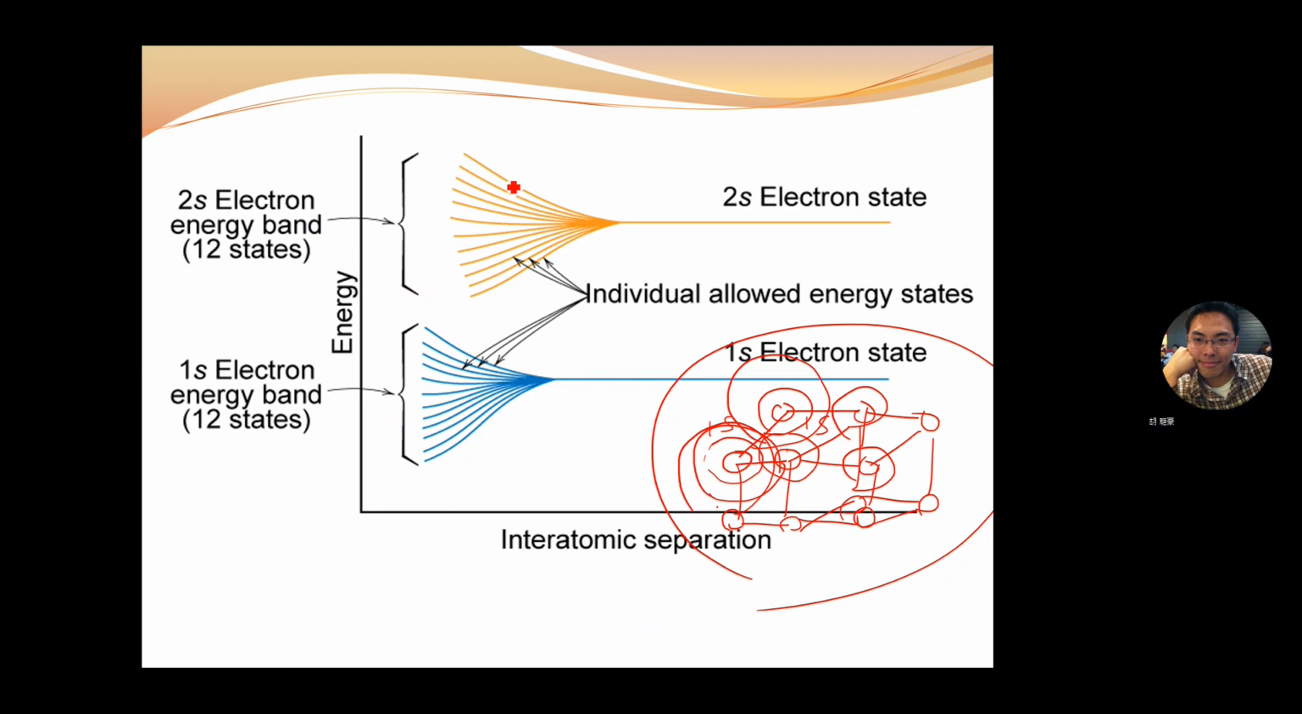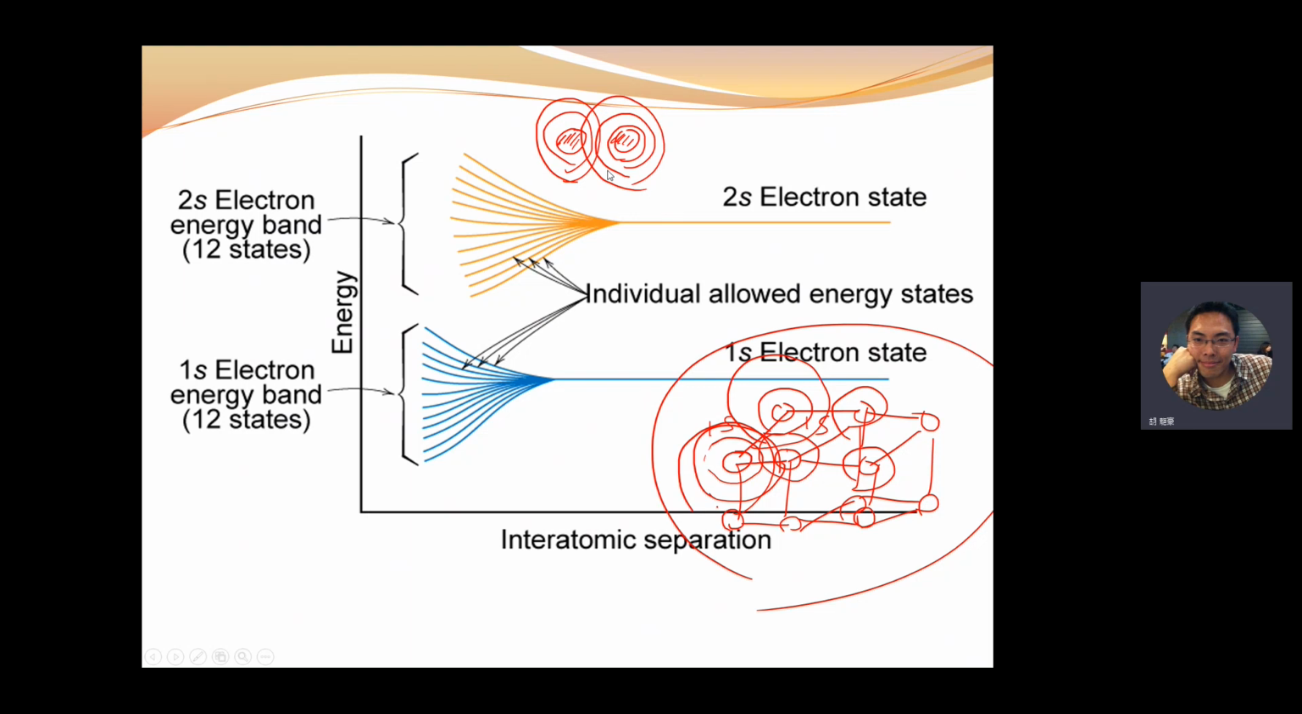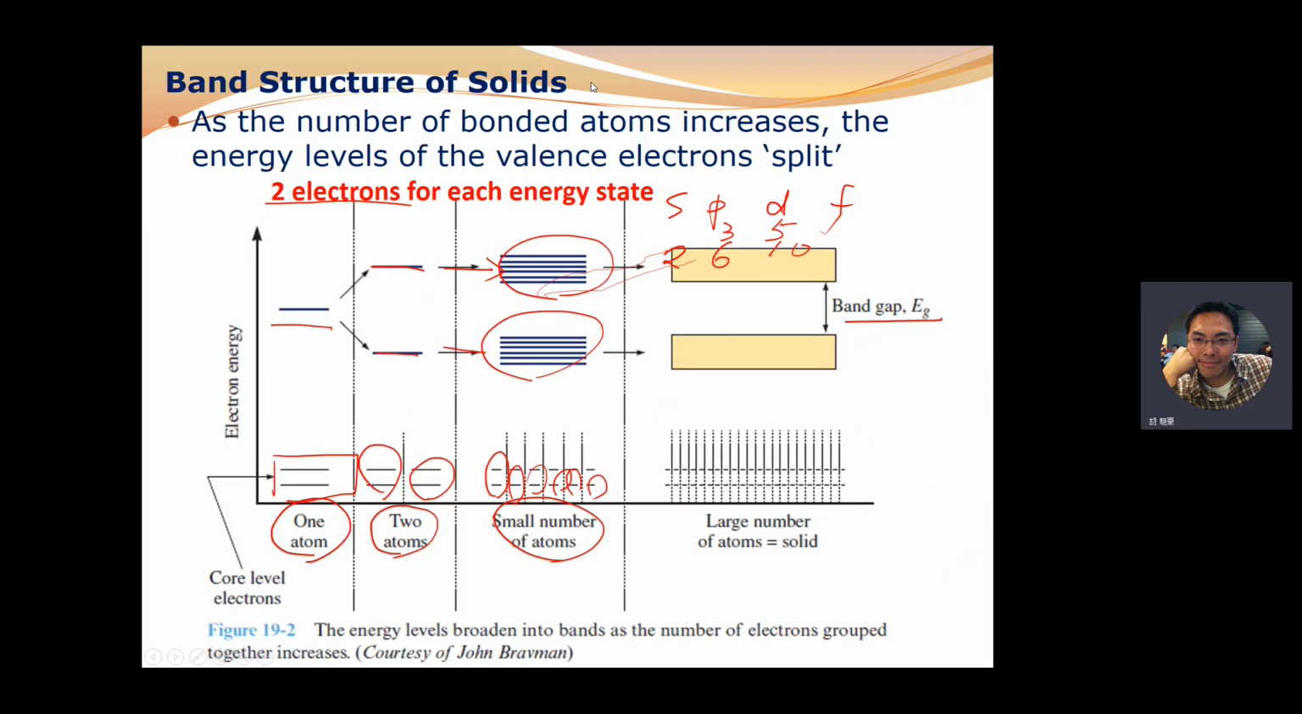So for example, I have two atoms with their orbitals, right? With this orbital overlap, the Pauli exclusion principle will be violated. Therefore, the valence electron levels split.